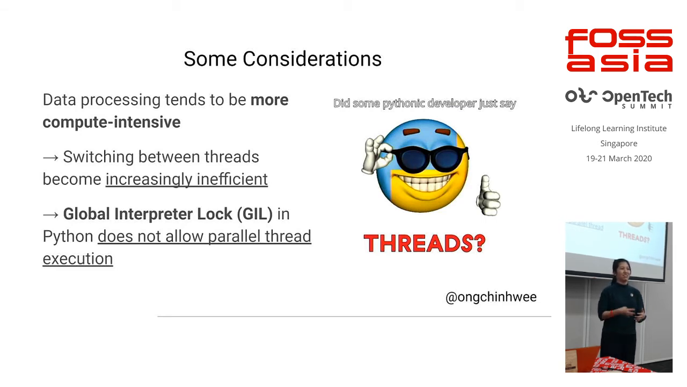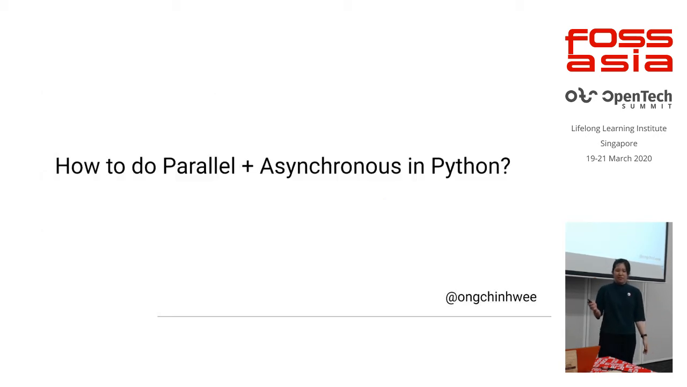Yeah, the GIL. I know that it's something that can upset people in a way, because it doesn't allow you to do pure multi-threading. Because of the GIL, you have a lock on your thread, so it does not allow parallel thread execution. So how do I do parallel programming in Python? And plus I want to do it asynchronously. I don't want to wait for something before I can do the next task.